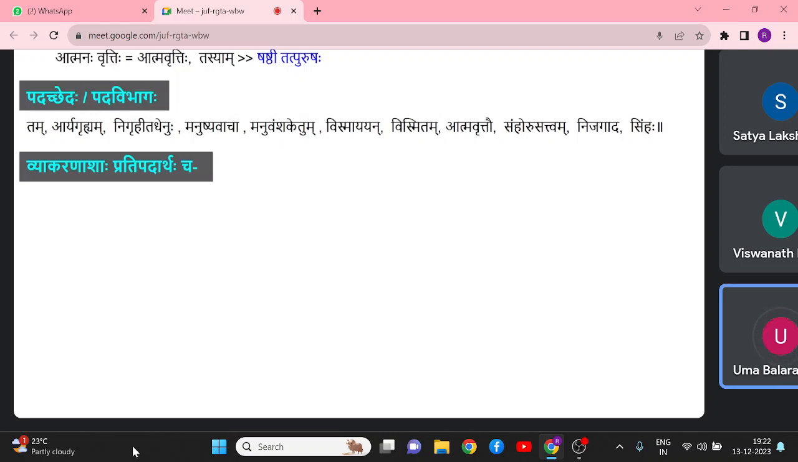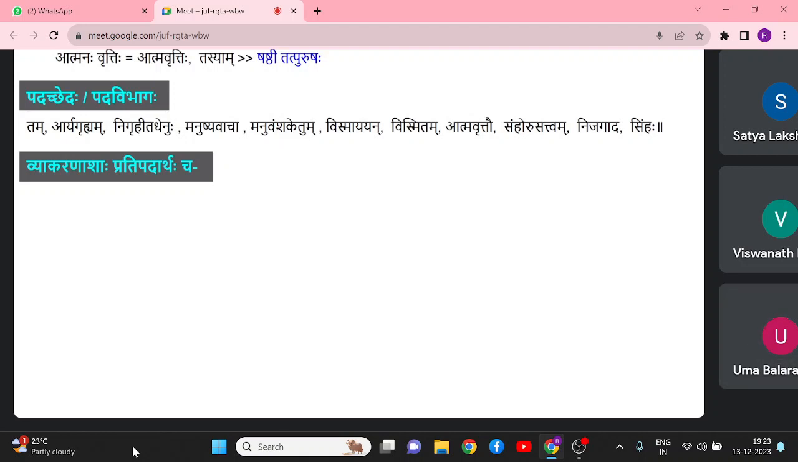Simhoru Sattvam. Simhoru Sattva Shabdaha. Akaranta. Pullinga. Dvitiya Vibhakti Ekvachana. Nijagada is Ni Upasarga, Gad Dhatu, Parasmipadi, Lit Lakara, Pratama Purusha Ekavachana. Okay. Simha Shabda. Akaranta Pullinga Pratama Vibhakti Ekvachana.